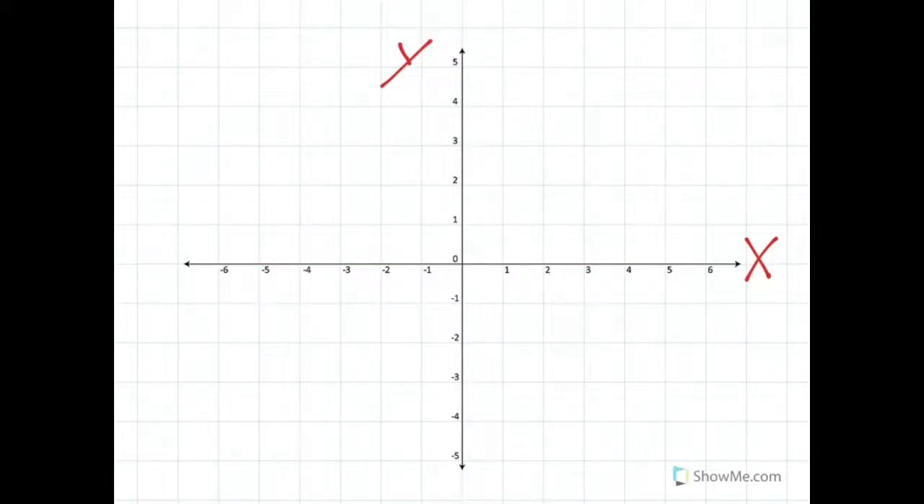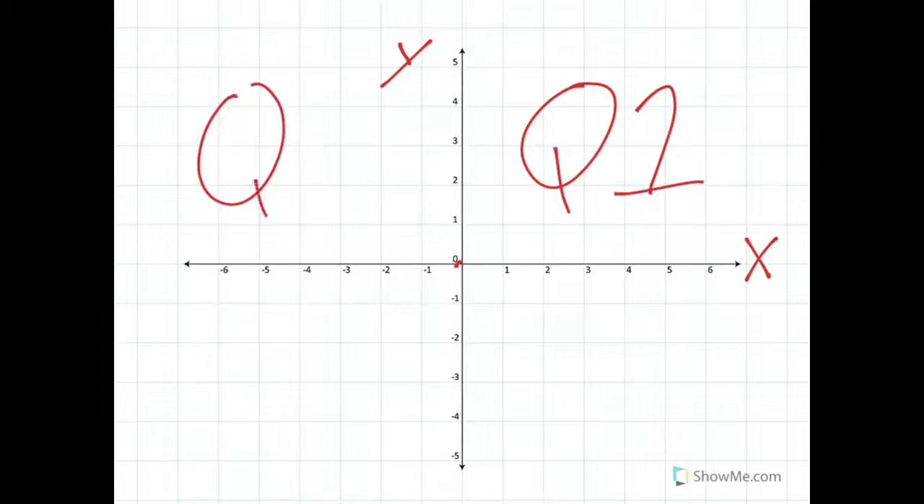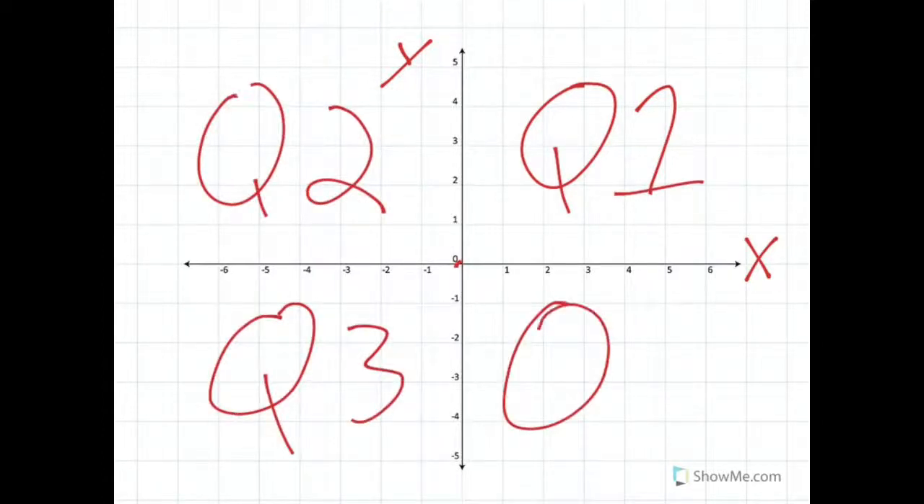The two axes divide the coordinate plane into 4 quadrants. The point where the axes intersect is the origin. So the origin is at 0. This is quadrant 1, quadrant 2, quadrant 3, and quadrant 4. I know it's kind of backwards, but you start in the upper right, and then you go counterclockwise. So 1, 2, 3, and 4.